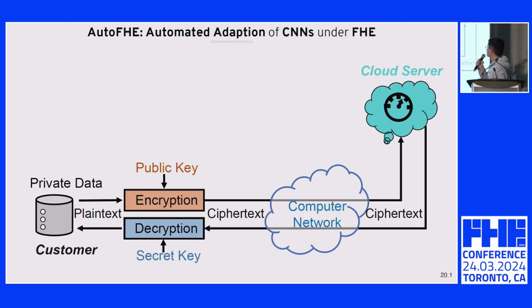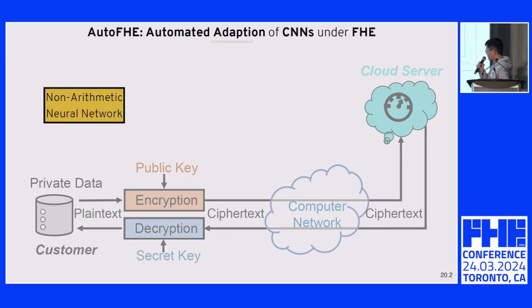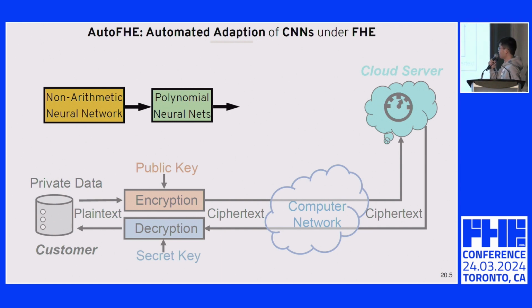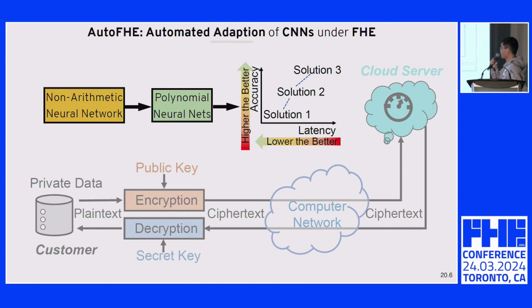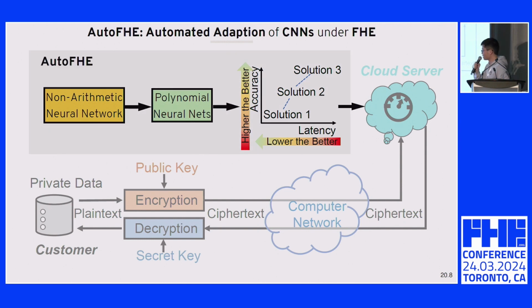So AutoFHE is on the cloud server side, in the context of deep learning as a service. AutoFHE takes a standard neural network as input, and then we automatically generate different polynomial networks. These polynomial networks are uniformly distributed over a trade-off between the accuracy and the latency. Because this trade-off is optimal, we call it the Pareto trade-off. The cloud servers save these different solutions, and then based on the request from customers, they can provide different services to the customer.